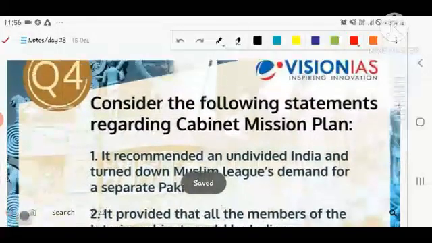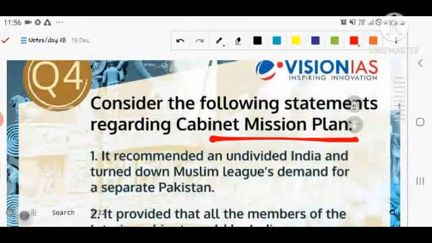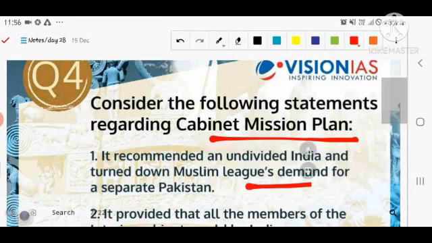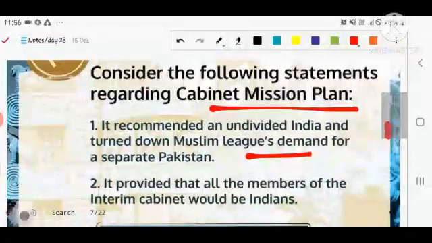Fourth question is related to the Cabinet Mission. You can directly say that it is from history. The first statement in front of you: it recommended an undivided India and turned down the Muslim League demand for a separate Pakistan. It means that the Cabinet Mission recommended that the union of India should be there, and the demand of the Muslim League was turned down by this plan, known as the Cabinet Mission Plan.